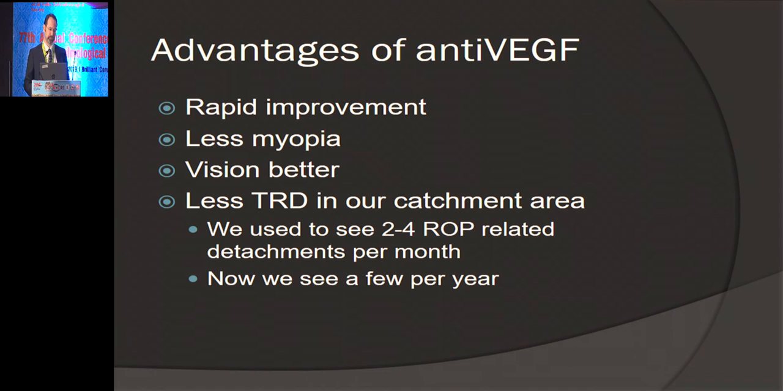Also in our catchment area, which includes neighboring states around Illinois, before the advent of anti-VEGF treatment, we had 2 to 4 ROP detachments present per month, and now we only see a few per year. So anti-VEGF seems better, but there are issues.